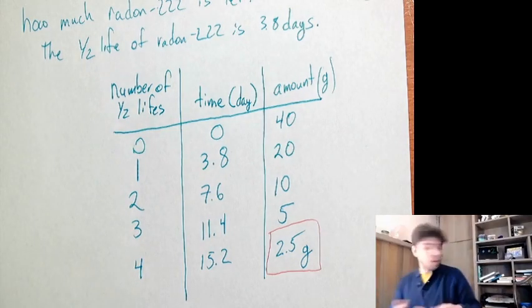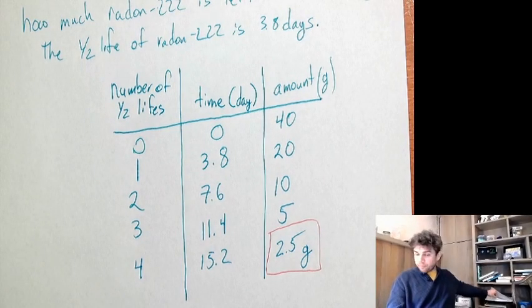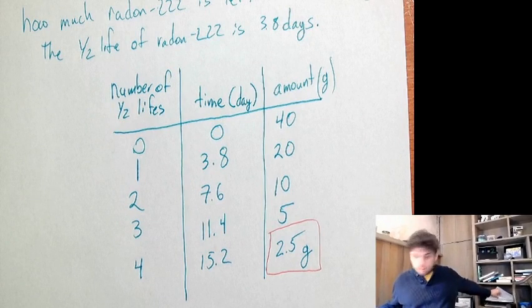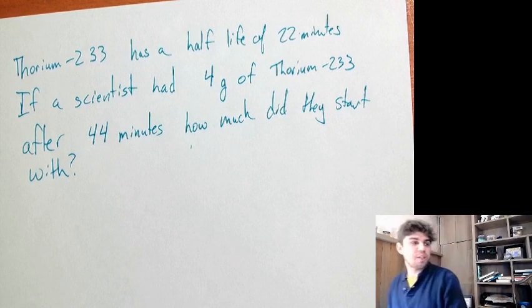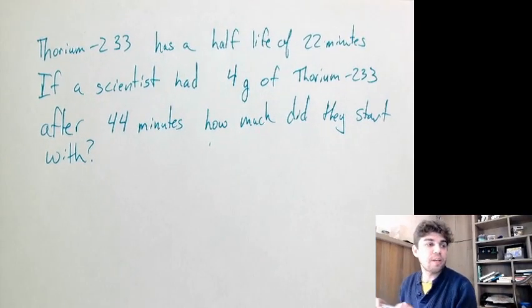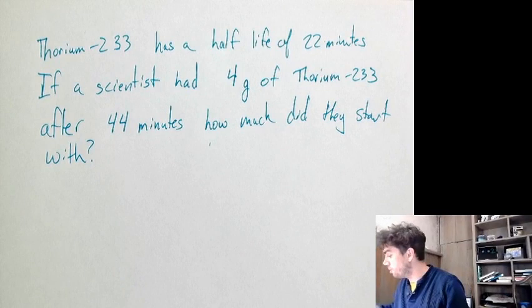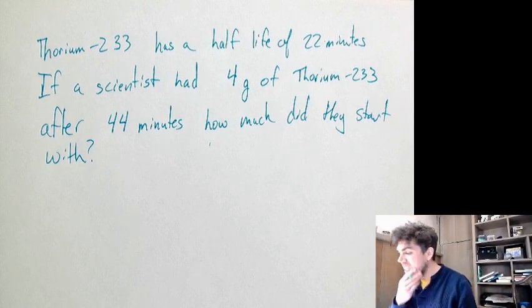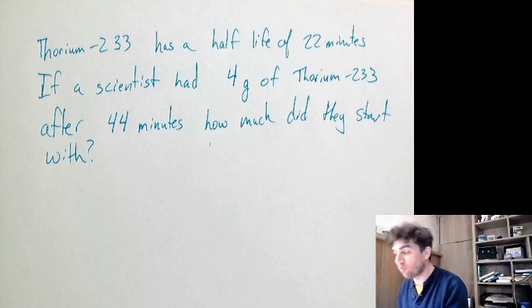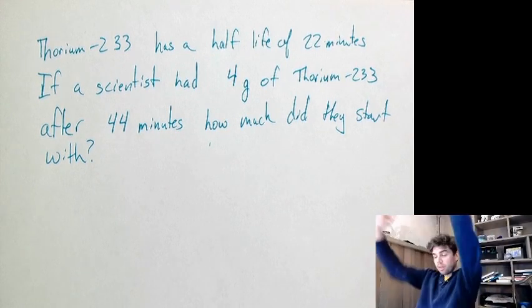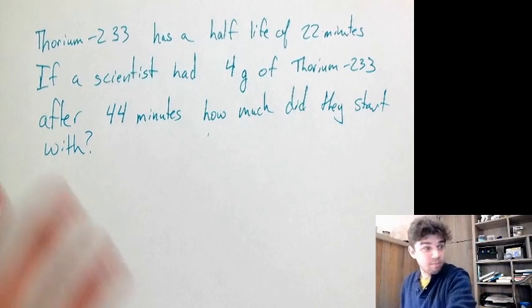So let's do one more example together. Okay? So another way of looking at it is this question here. Thorium-233 has a half-life of 22 minutes. Okay? And the scientist has 4 grams of thorium-233 after 44 minutes. How much should they start with? So again, I'm going to start the table by building it out.